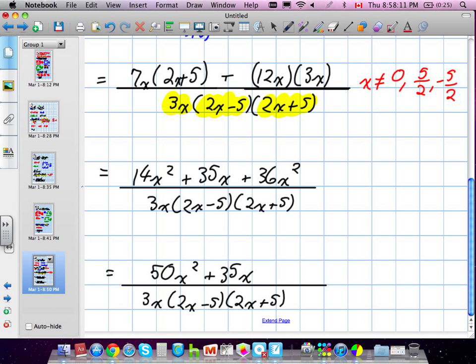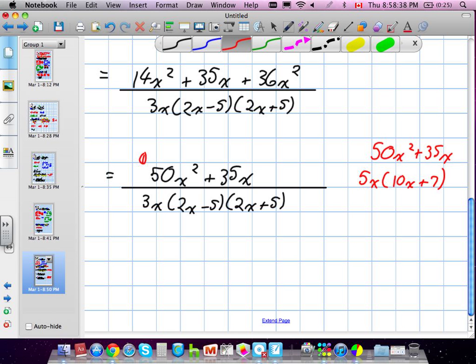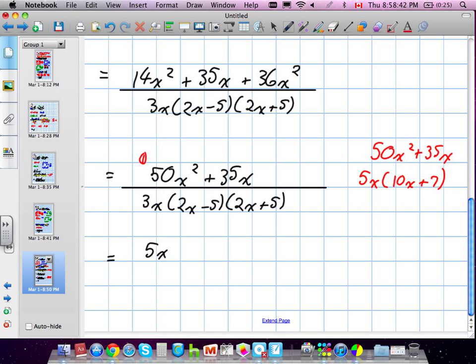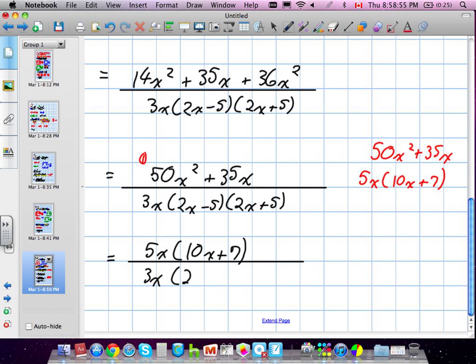Factor that: 50x squared plus 35x. Is it greatest common factor? So we take 5x. Just 5? x. Yeah. 10x plus 7. Good. So that's what our new top is going to become: 5x times 10x plus 7. Again, over that giant denominator. We get 3x, 2x minus 5, 2x plus 5.